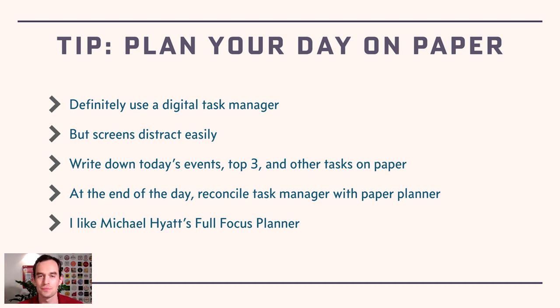And then I say, okay, now what are the top 3 things that I want to work on today? So I go to my task manager, which in my case is Things 3. I go to the Anytime view and look at all the tasks there and ask, which are the 3 most important ones? I pick those and say, I'm going to work on those today. Write that down in my paper planner.